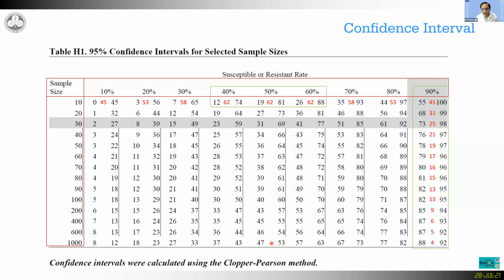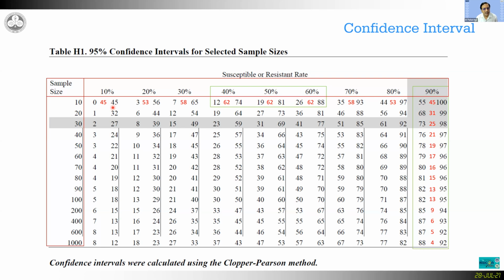I will just take this part of this table. Another thing is that even the confidence interval is dependent on the susceptibility percentage. If you see, near 50%, the confidence interval is highest for the same sample size. As we go to the extremes, the confidence interval gradually reduces. Here it is 45.